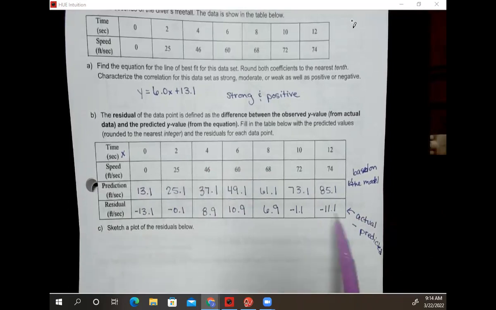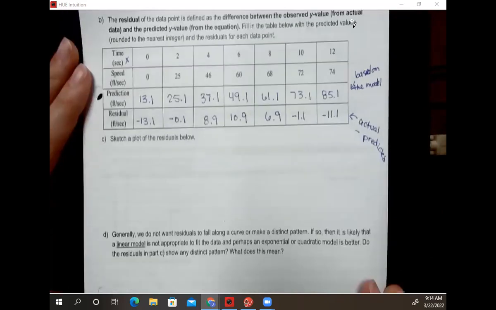So these are my residuals. The residual, again, is the difference between my actual observed data and the prediction from the model, okay? The next thing we're gonna look at is a plot of our residuals. We care about these residuals because they tell us if our model is actually a good fit for our data or not, okay? So we're gonna make a little graph of our residuals.